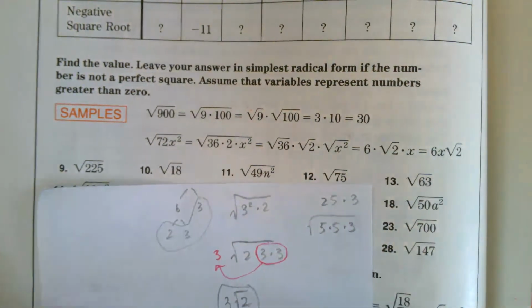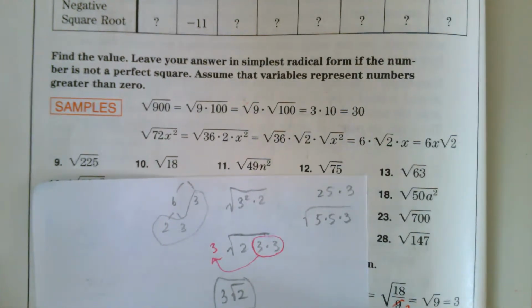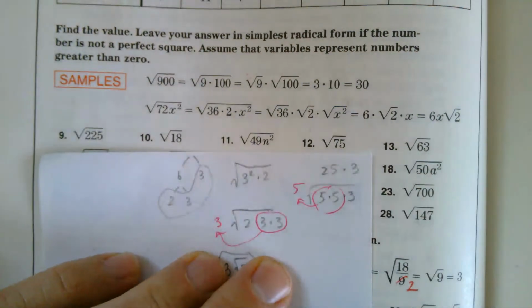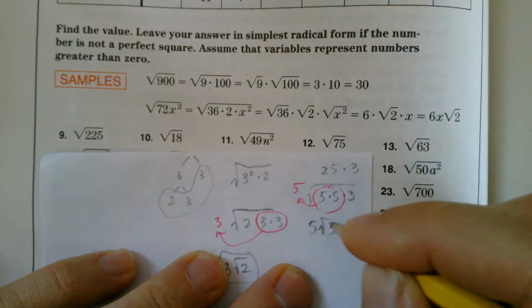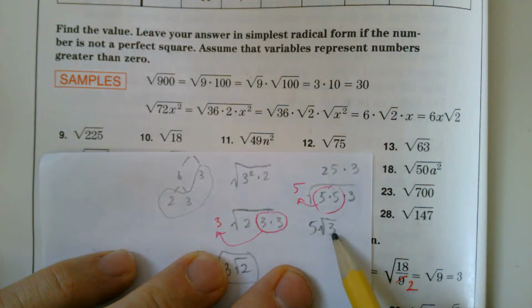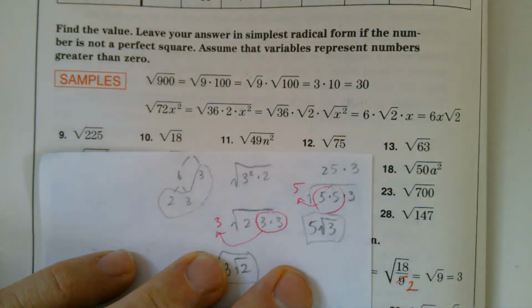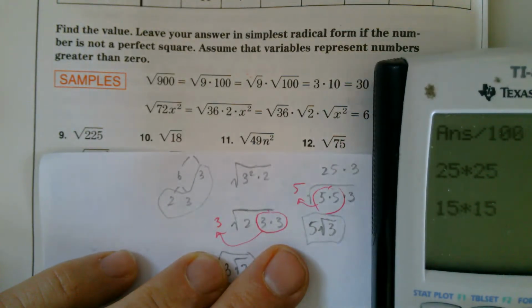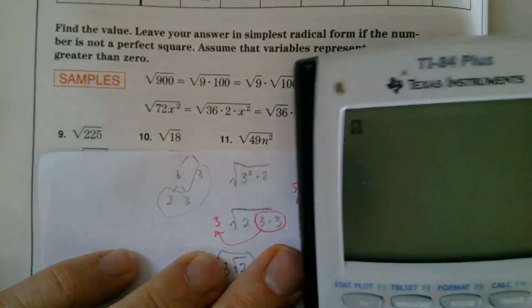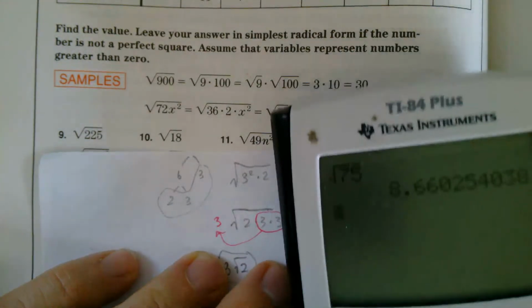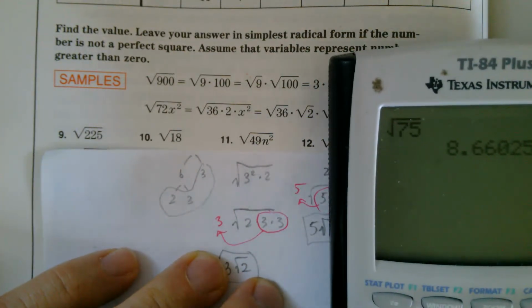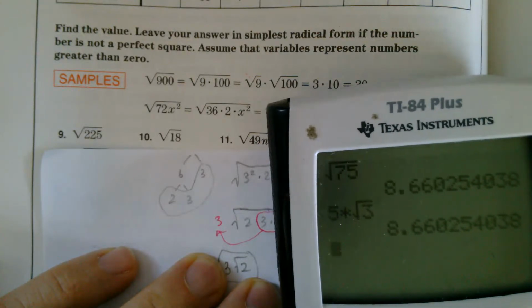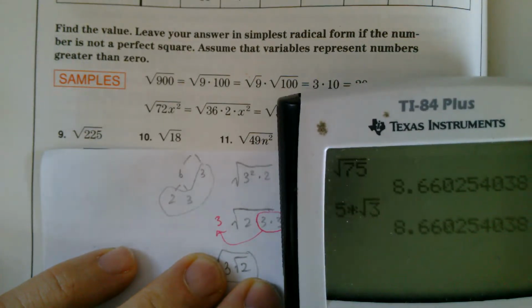Even pairs, so one comes out to the front. So we have 5 and the square root of 3, or 5 square roots of 3. This would be the answer. This is a simplified form. So in your calculator, if you did square root of 75, you get that number. And if I also did 5 times the square root of 3, same number. So this is a simplified form because we pulled out the perfect squares.